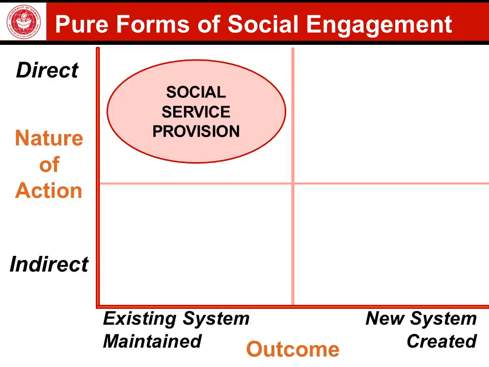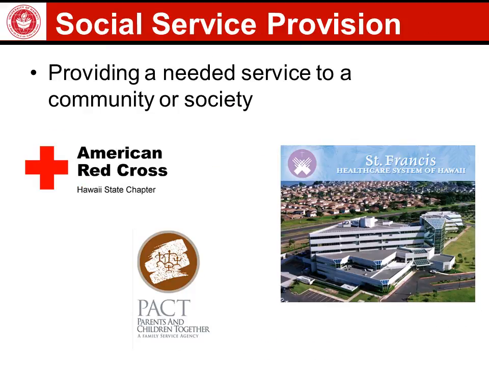First off, social service provision. Notice here, direct action, existing system maintained. In social service provision, you're providing a needed service to a community or a society. I'd like to use the example here of some local organizations which are great for social service provision. And keep in mind, social service provision is a good thing. They're doing good for society.